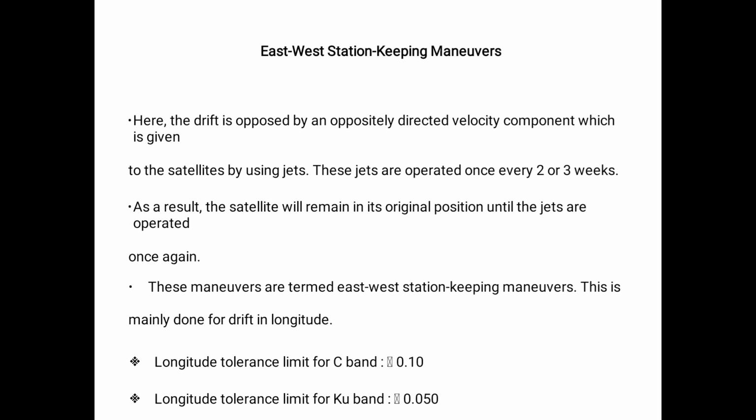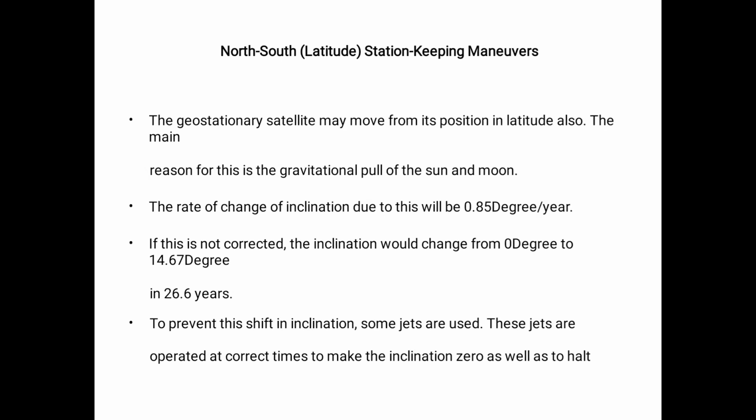East-west station keeping. Here the drift is opposed by an oppositely directed velocity component given to the satellite by using jets. These jets are operated once every 2 to 3 weeks. As a result, the satellite will remain in the original position until the jets are operated again. These maneuvers are termed east-west station keeping maneuvers. This is mainly done for drift in longitude. The longitudinal tolerance limit for C band is 0.1 degree, and for Ku band it is 0.05 degree.